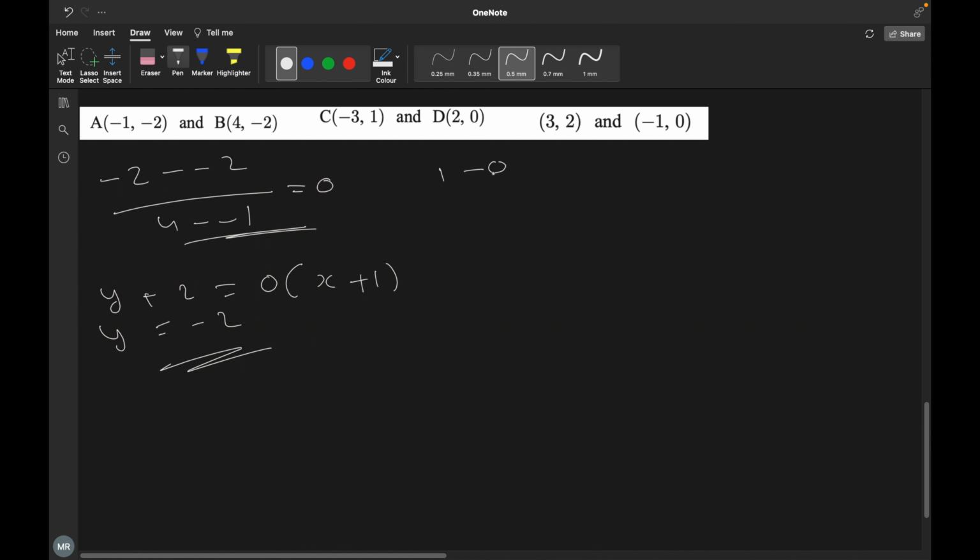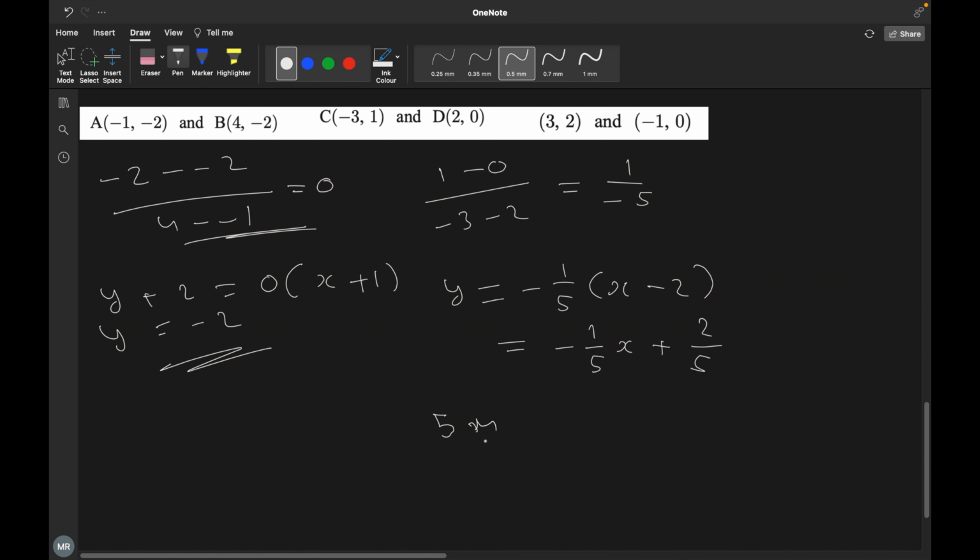So 1 minus 0 divided by negative 3, negative 2. That's 1 divided by negative 5. So y minus 0, we'll just leave that. So that's negative 1 by 5 into x minus 2. Let's simplify this. Let's cross multiply to actually simplify it. And that's our answer.